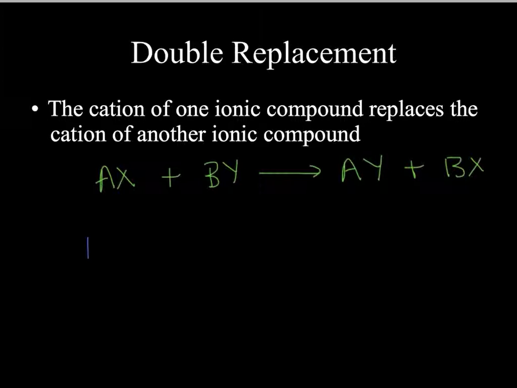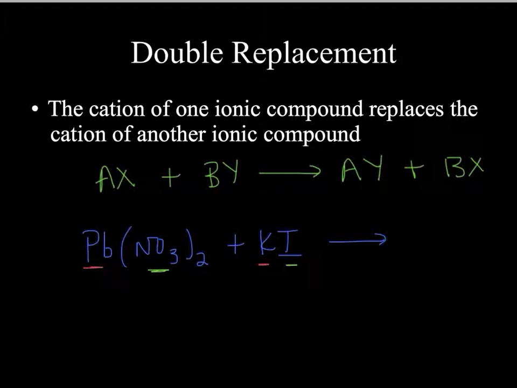So an example could be lead 2 nitrate reacting with potassium iodide, and here you're going to have your 2 cations, your lead and potassium, or your 2 anions, your nitrate and iodide, switch places. So here you're going to get lead 2 iodide plus potassium nitrate.